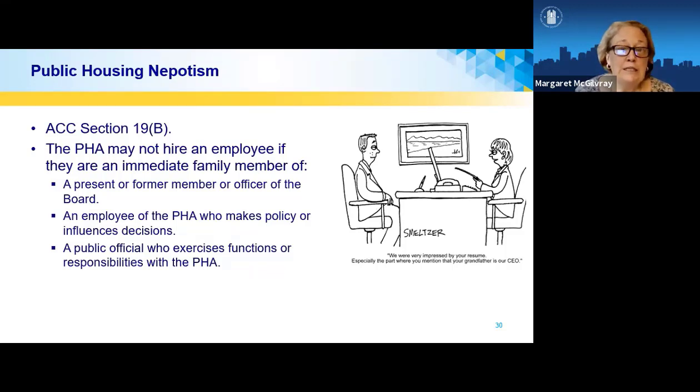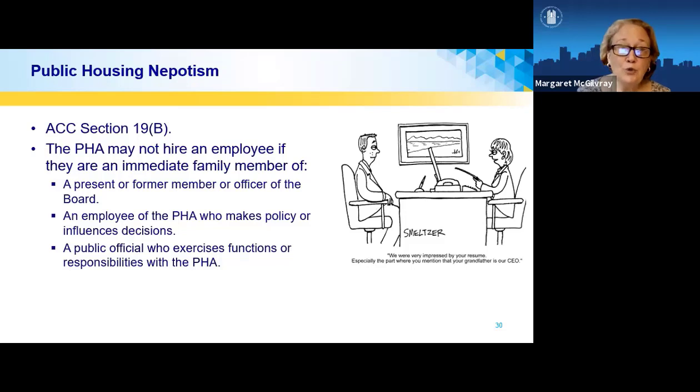It's also noted in the ACC that the PHA may not hire an employee in conjunction with any of their projects if that employee is an immediate family member of somebody on the board, or a former member of the board. There are some exceptions for former tenant and resident commissioners. Nor can they hire an immediate family member of an employee at the PHA who makes policy. So for instance, if it was the executive director's son, that would not be allowed.